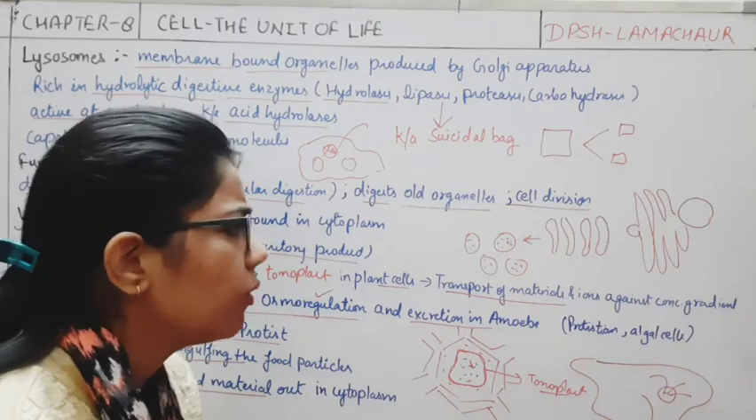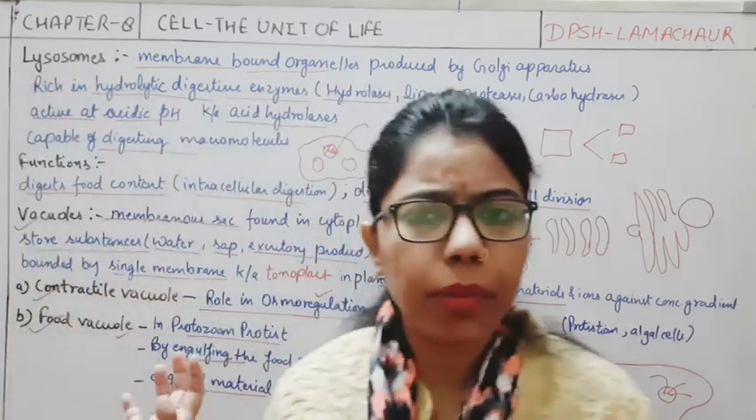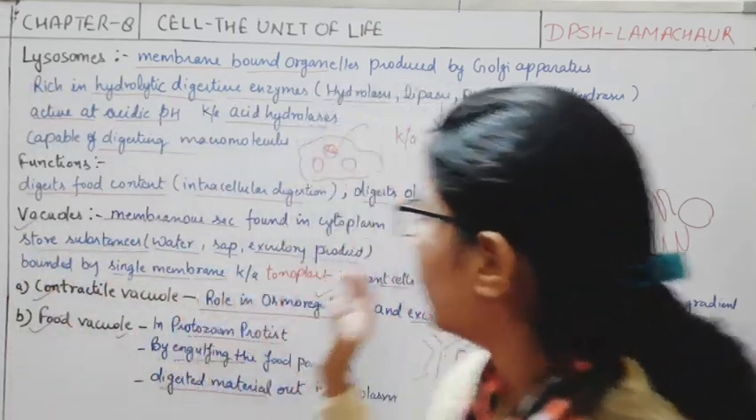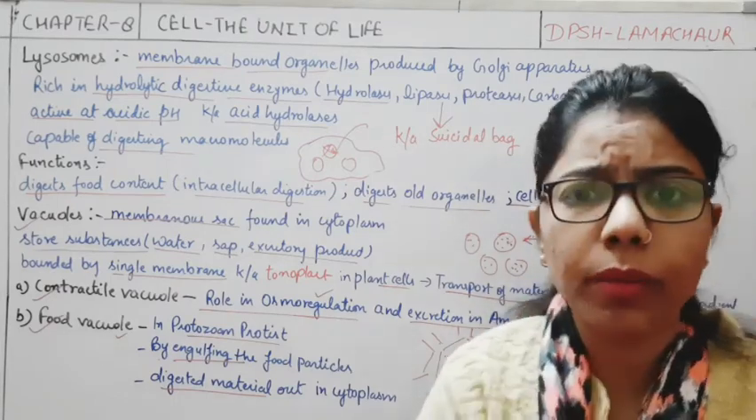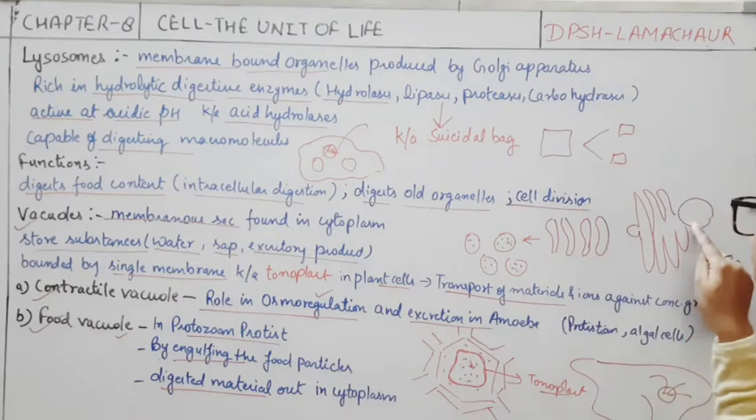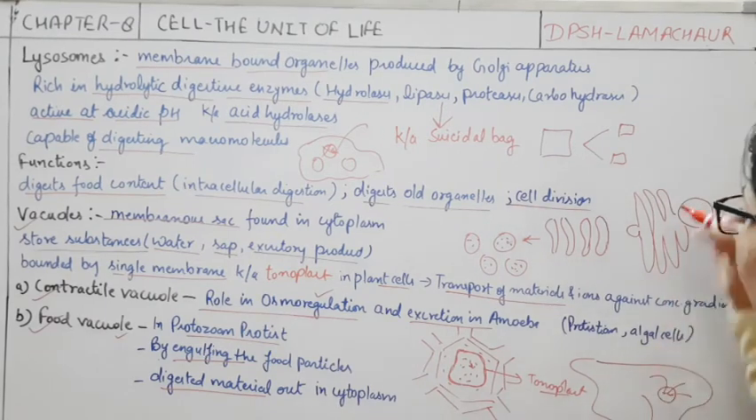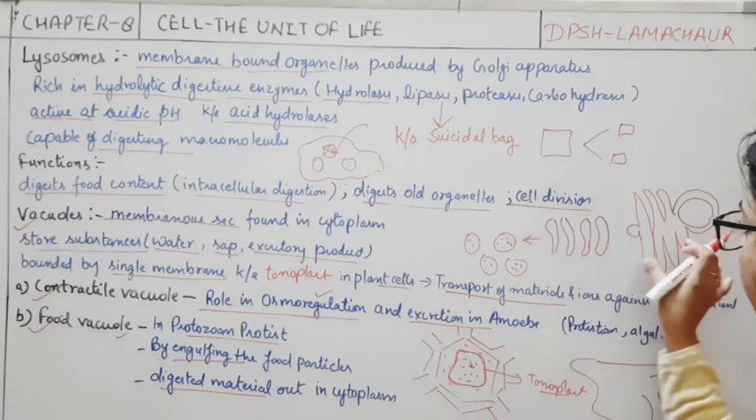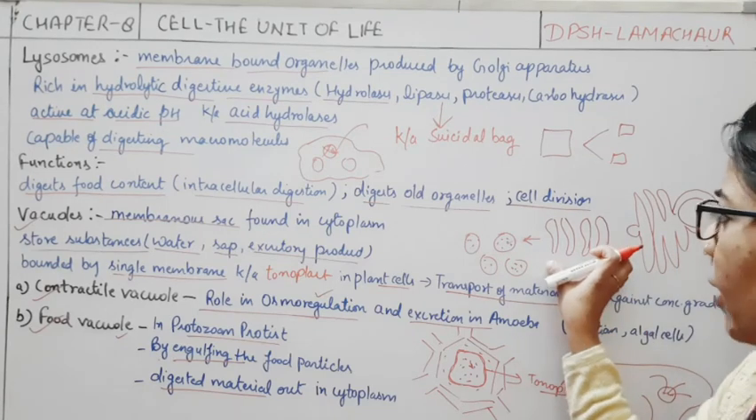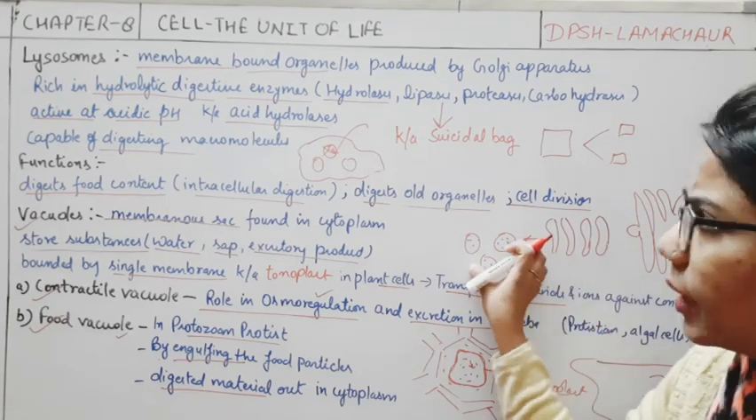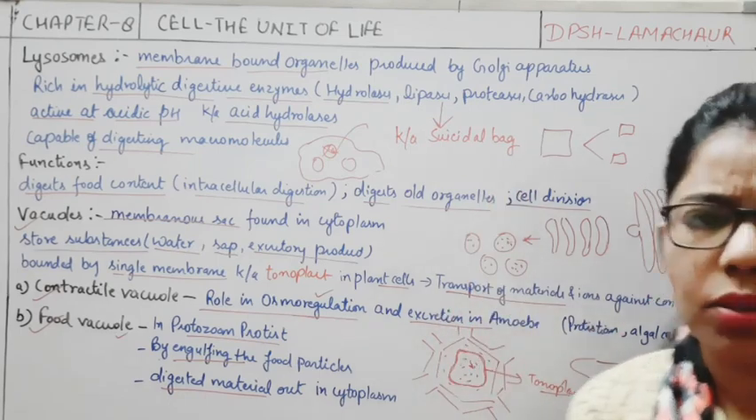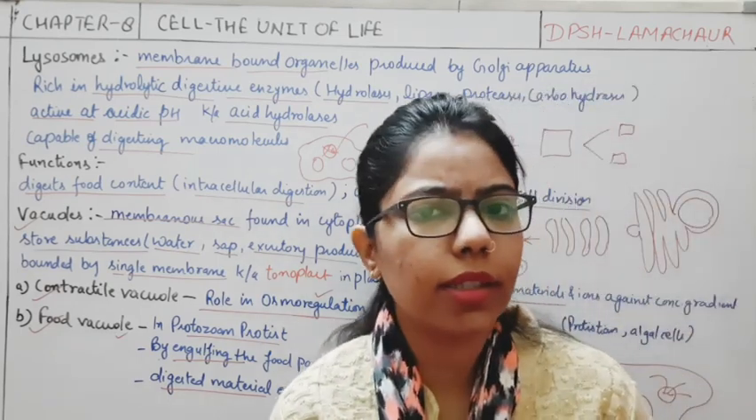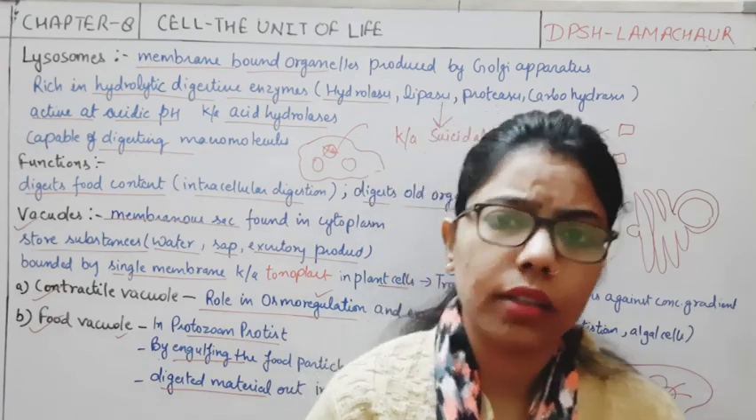Right, so we have done this endomembrane system, endoplasmic reticulum. Then we started the endomembrane system from where? From the nuclear membrane, and then endoplasmic reticulum. Then we did the Golgi apparatus, then lysosomes, and then vacuole. Right? So we have completed this endomembrane system. Then we will start with another organelle.